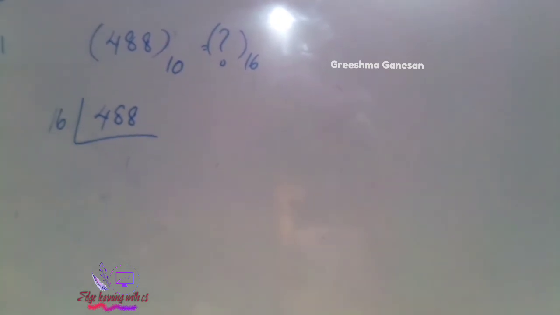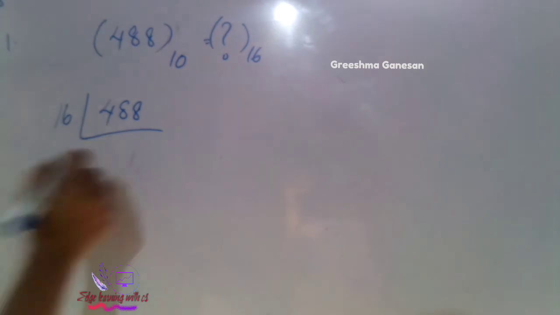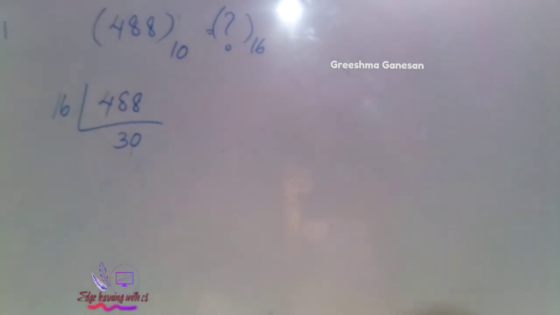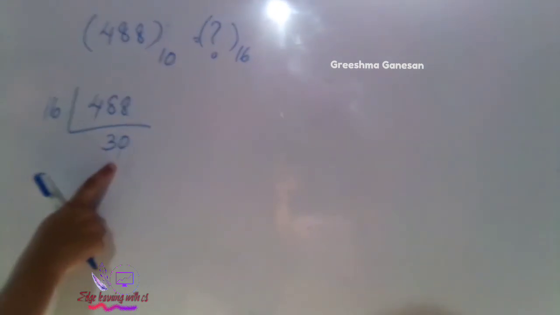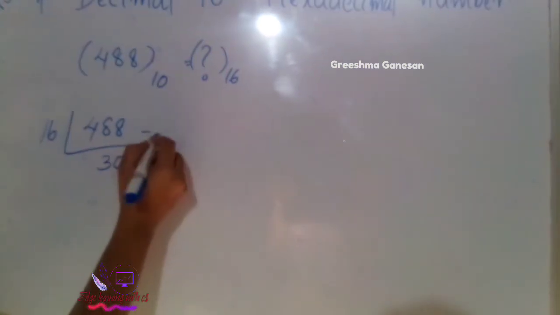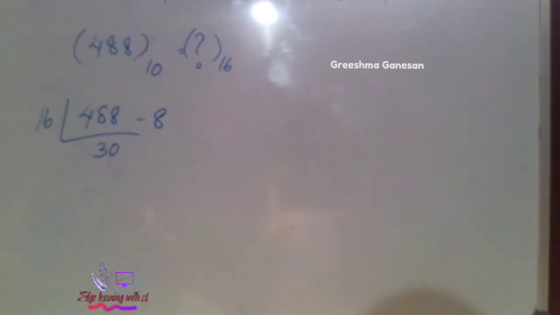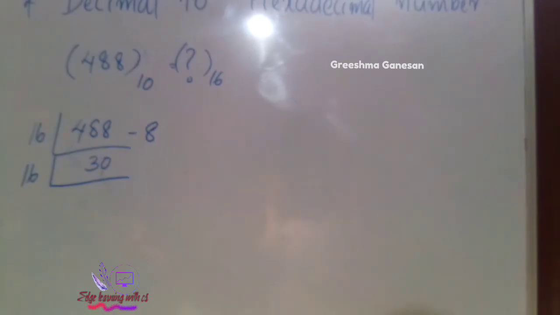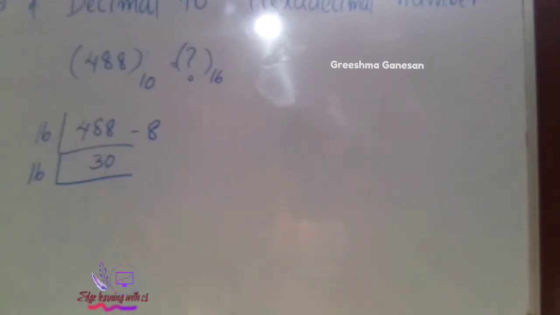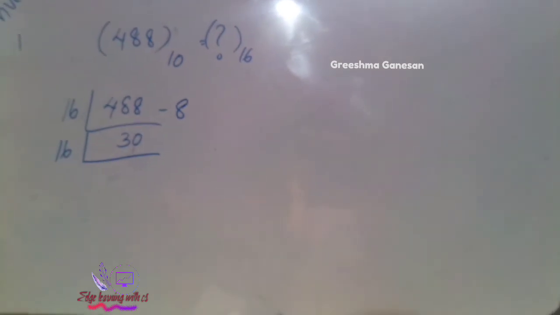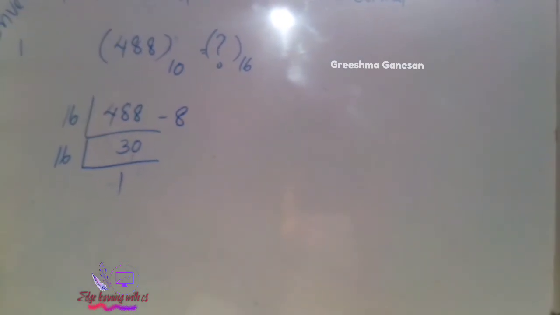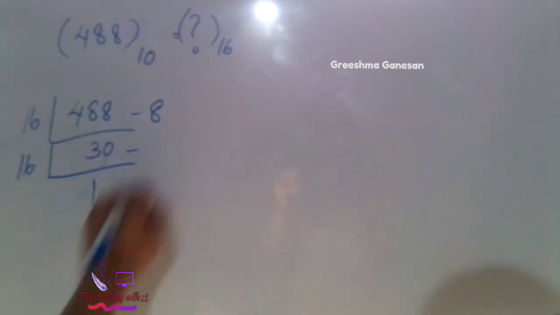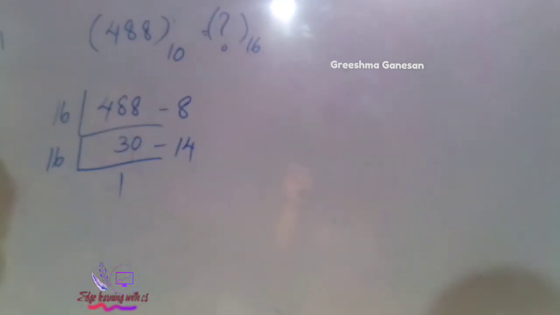So 16 will go into 488 30 times. But we have a remainder here, 8. 16 into 30 will be 480. Then we have a remainder here that will be 8. Then after that again we are dividing it by 16. And 2 16s will be 32. So it will exceed. So we can only fit 16 one time inside this 30. So the remainder will be 14.